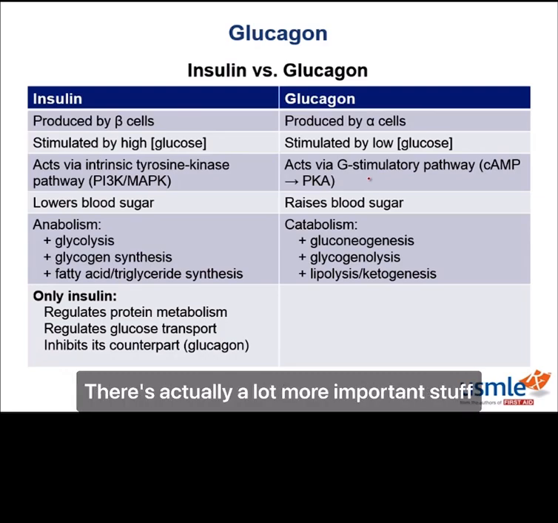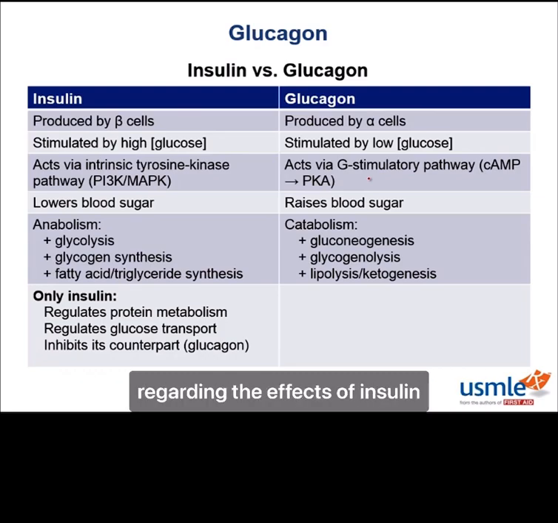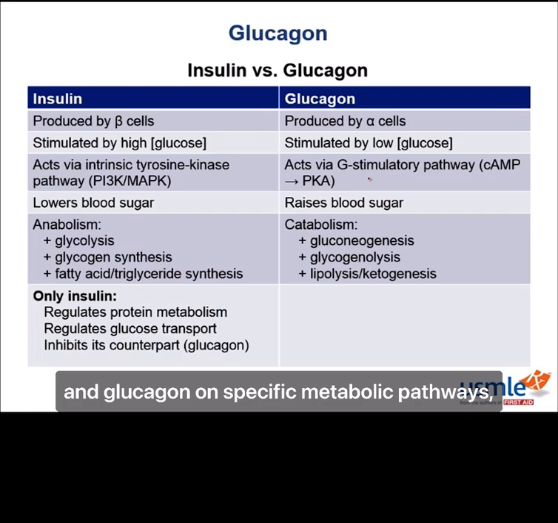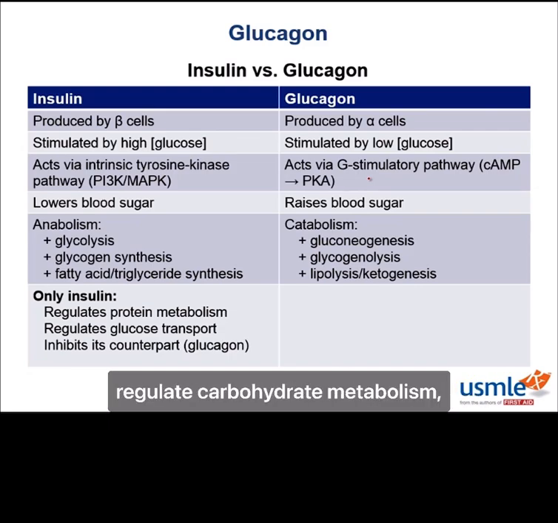There's actually a lot more important stuff regarding the effects of insulin and glucagon on specific metabolic pathways, but that's covered in way more detail in the metabolism section of biochemistry. Your job, when you're done listening to me, is to go review that section of biochemistry and see where insulin and glucagon regulate carbohydrate metabolism, because now you'll be reading it with a sense of perspective.